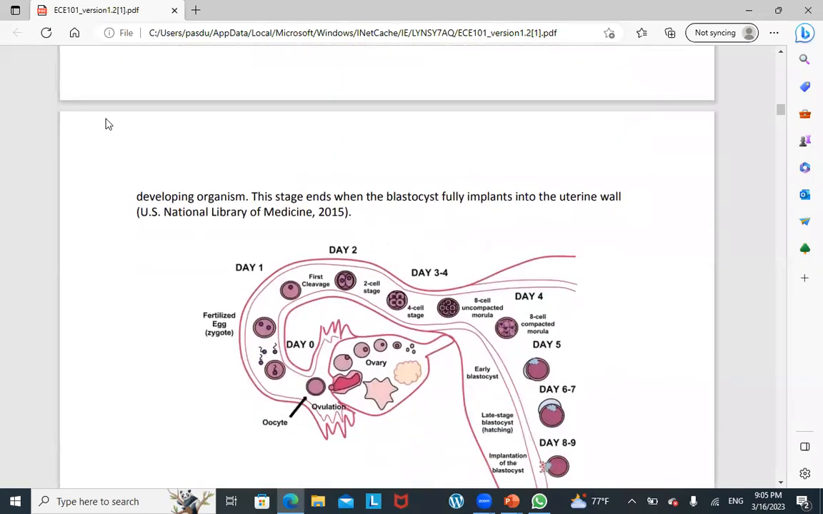Now you see, uterus means your womb. Can you see the picture? Day 1, one cell. 2 days, 2 cells. 3 days means 4 cells. 4 days means 8 cells. And 5 days means how many cells? 100 cells. This is called early blastocyst. After that, it gets stuck to the wall of the uterus.